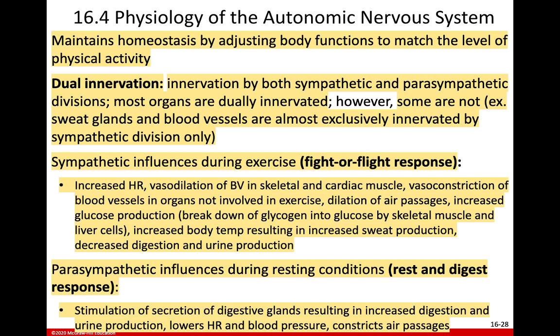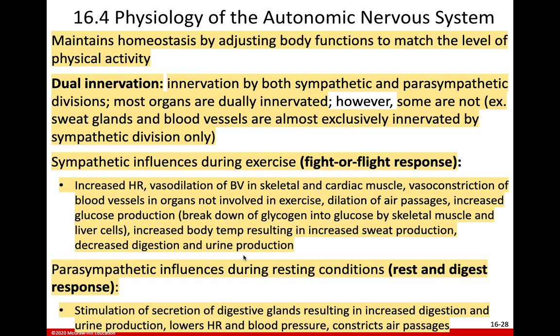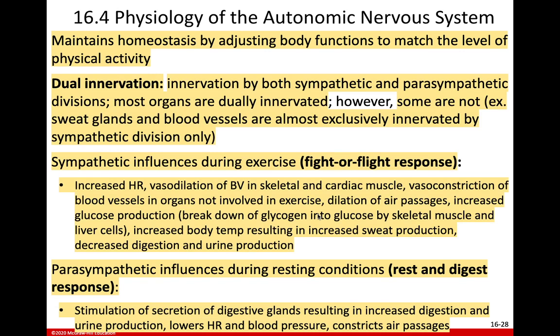Also increasing your body temperature, resulting in increased sweat production. And again, we're going to vasoconstrict blood vessels in organs not involved in exercise, such as your digestive organs and your urinary organs, because you're not going to be using those. You're not going to be worried about digesting food and going to the bathroom when you are under stress or exercising. And then we're going to see that in many ways the parasympathetic is just the opposite.